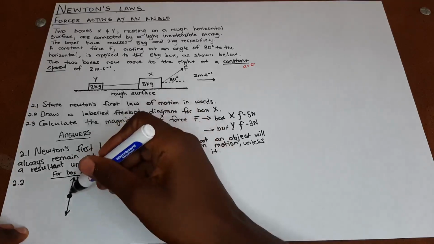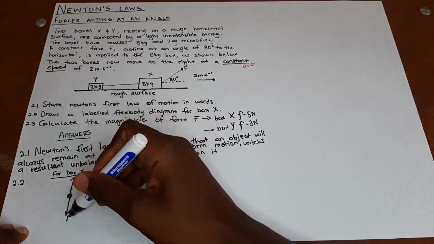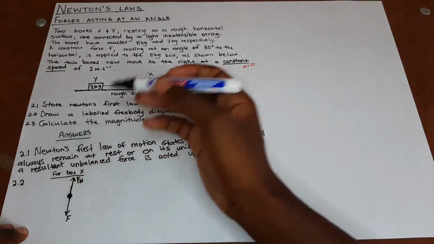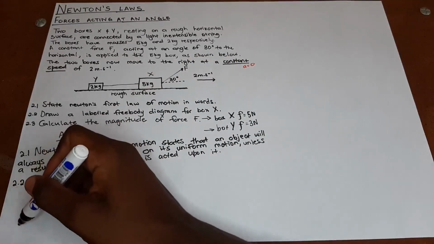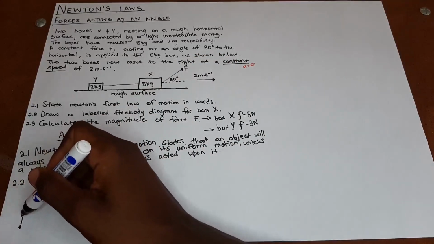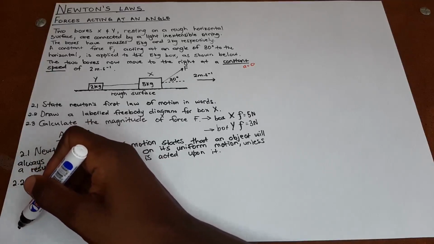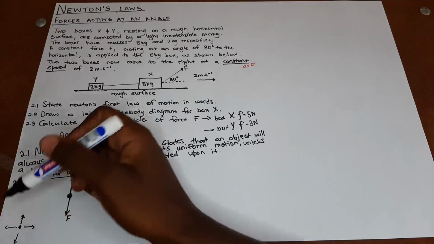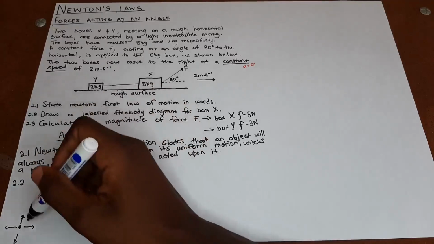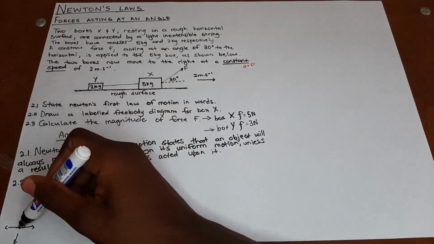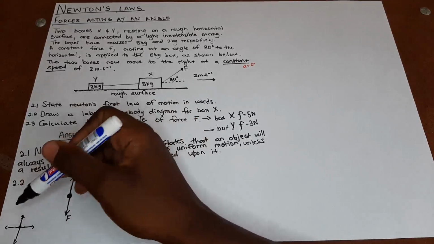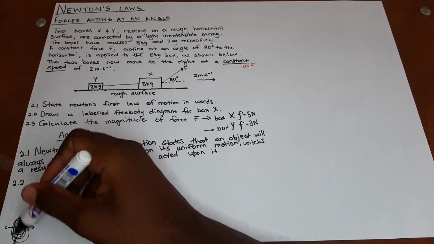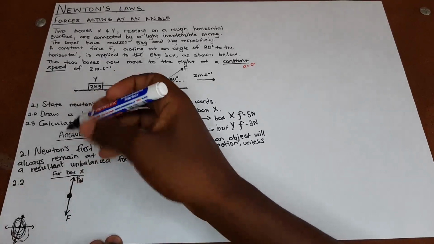And please guys, your vectors or your arrows must start from the point. They must not be like this. You can't do it like this. It must start from the point, otherwise you lose marks.